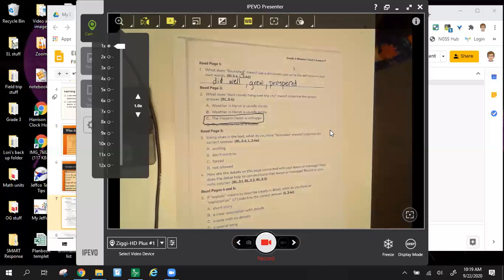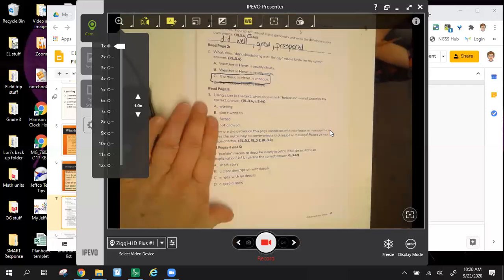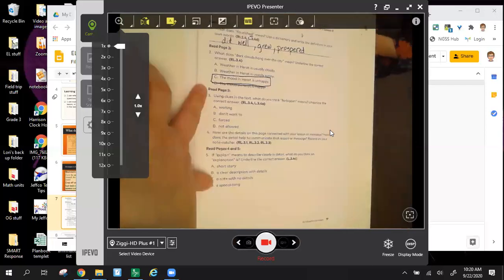So what is a mood? Finn kind of used the right words for it. What is a mood? Josh? Okay, so it's your feelings, right? If the mood of a story is happy, then the characters are all happy, right? In this case, the mood or the feeling of the characters is definitely unhappy. Good job. All right, the next direction says read page 3.